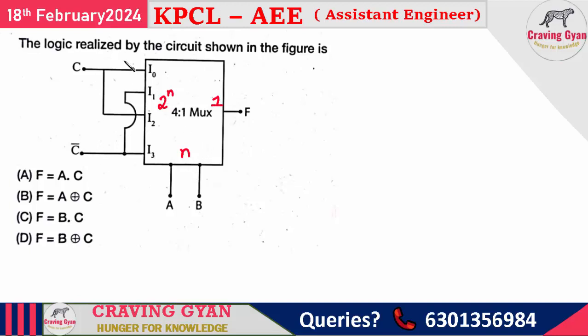So parallel data is being converted to serial data. Which input should be driven to the output is selected based on the select lines only. When A and B are 0, 0, I naught will be selected.